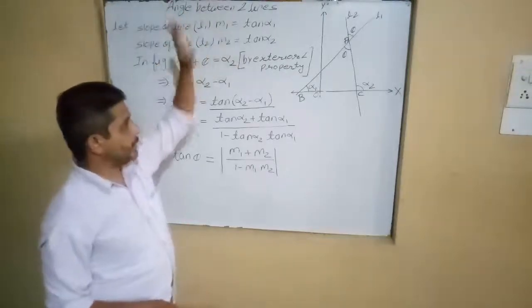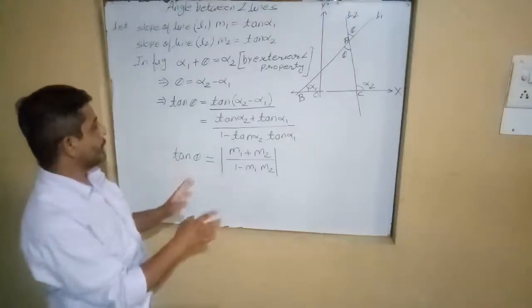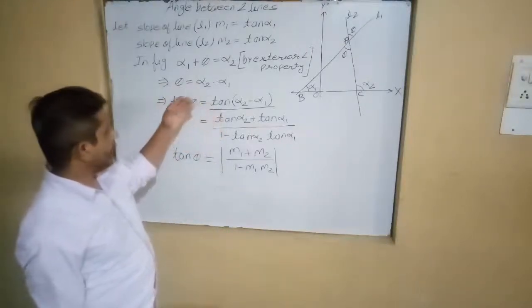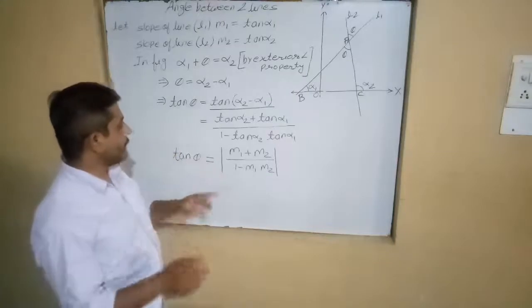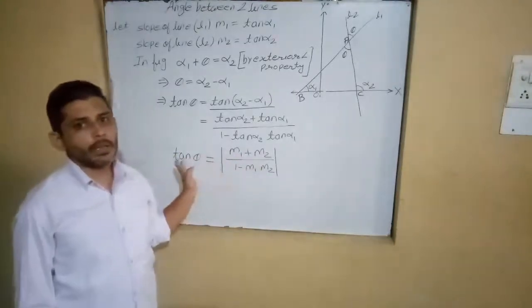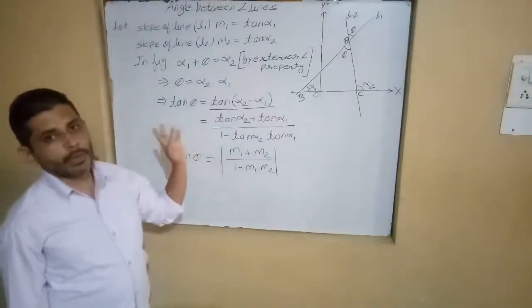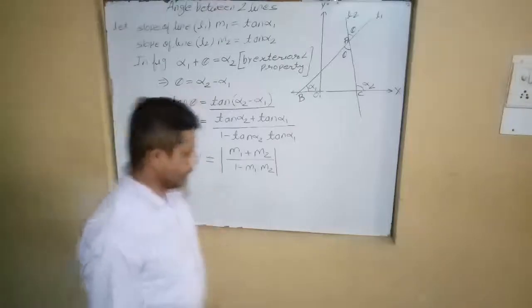So I think you understood how to calculate theta. In a question, if m1 and m2 are given, we can easily find out theta, the angle between the two lines. So note it also.